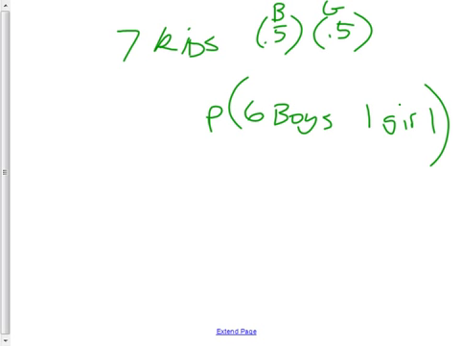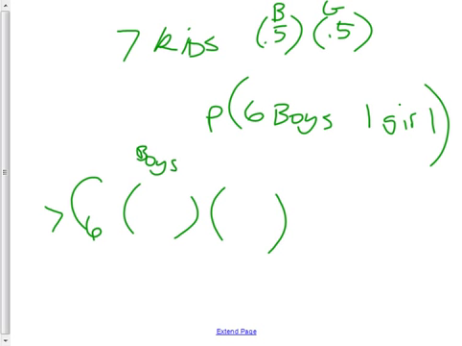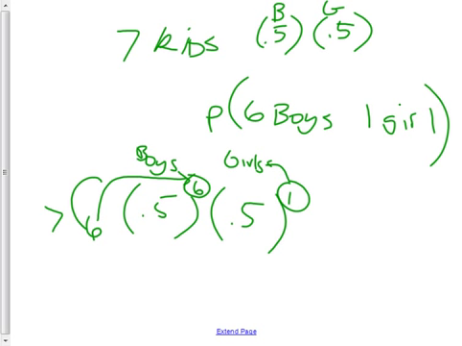All right, so then you'd go C, parenthesis, parenthesis, and if I have 7 kids choosing to have how many boys? 6 boys. And this is boys, so this boys goes here. This number always goes right there. And then the boy percent was 0.5, the girl is 0.5, and then these 2 have to add up to 7, so that would have to be a 1. All right, so that's my probability of getting 6 boys and 1 girl.